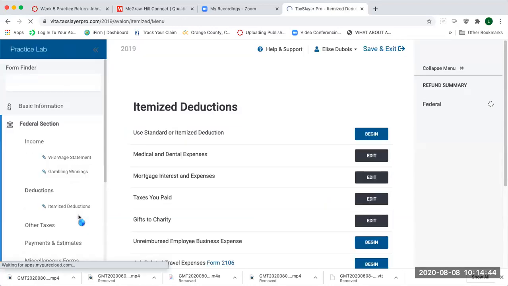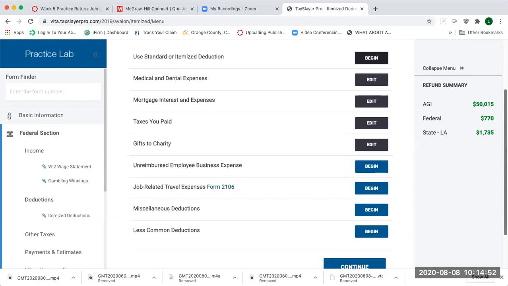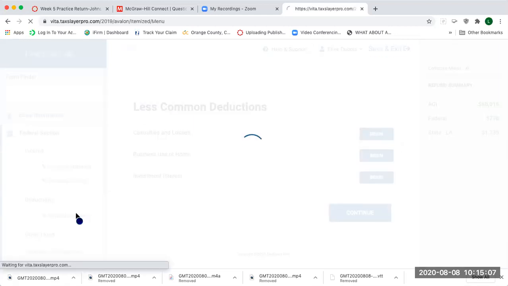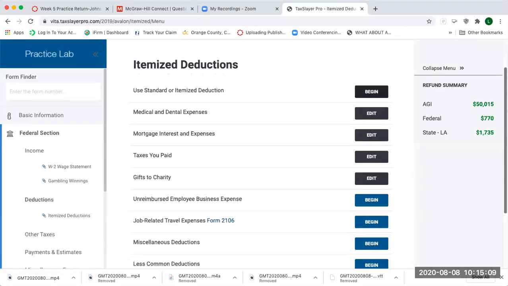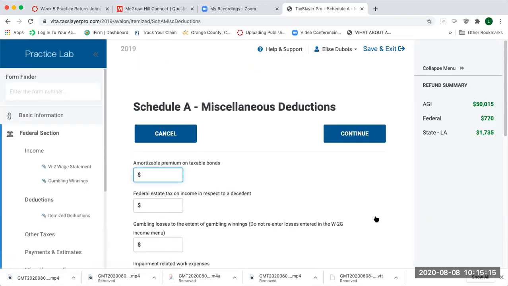Okay, so itemized deduction. Now we're at gambling losses. Okay, I'm going to scroll down. Gambling losses, remember gambling winnings was the less common deduction. So let's click right here. This is use of home, so it's not here. So we're gonna go back. And then we're gonna look at the miscellaneous deductions. Okay, so here under miscellaneous deductions, gambling losses we see right here.